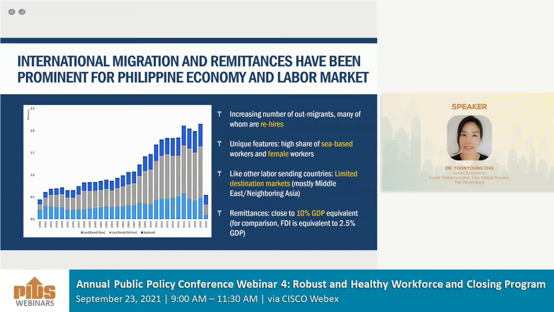But like many other labor-sending countries, the Philippines also experiences limited destination markets, mostly going to the Middle East and neighboring Asia. And as a result, remittances are close to 10% of GDP. For comparison, foreign direct investment is equivalent to 2.5% of GDP. So that shows that international migration and remittances are playing a very important role in the Philippine economy and the labor market.